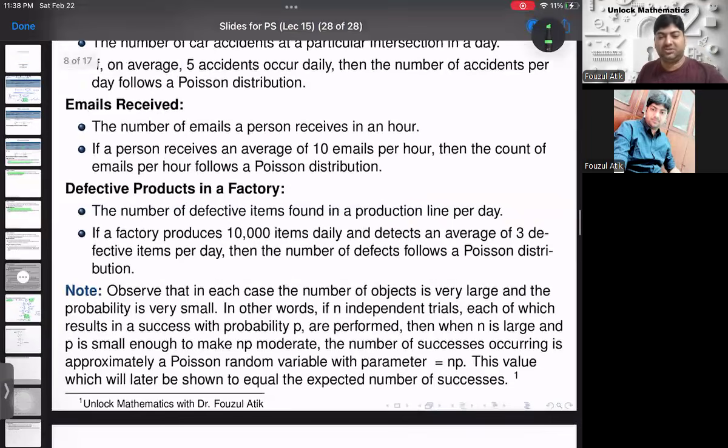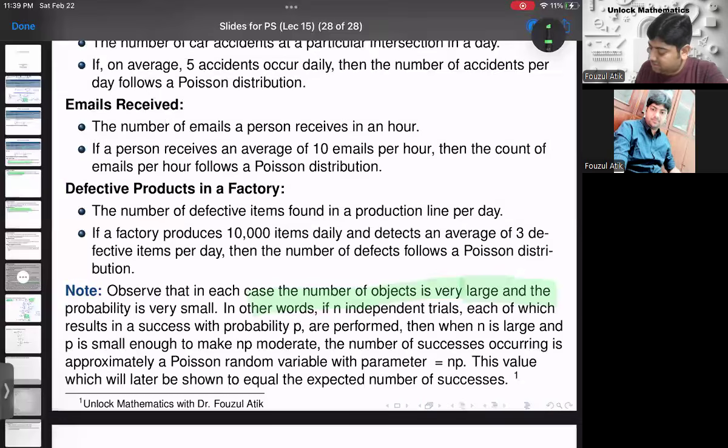Okay, one more observation. Just observe that in each case, the number of objects is very large. The number of emails in a particular hour can be a very big number, or the number of phone calls in a particular hour can be a very big number. It may be 0, 1, or a very big number. We don't know. And its probability is also very small because you have a very big number of objects.